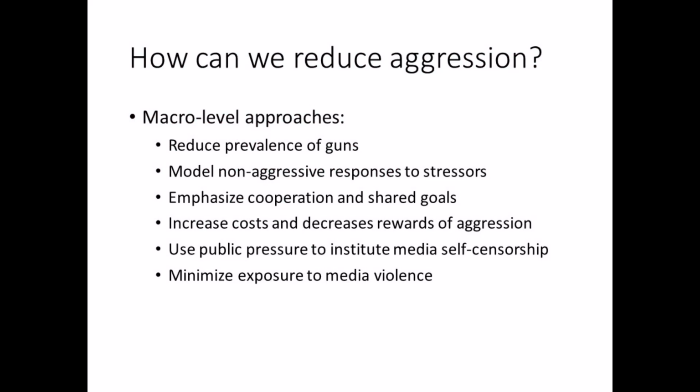Here are some of the other evidence-based macro-level approaches. Reduce the prevalence of guns. Model non-aggressive responses to stressors on television, in movies, on social media, and music. Emphasize cooperation and shared goals instead of competition. Increase the costs and decrease the rewards associated with aggressive behavior. Use public pressure to implement media self-censorship where platforms choose not to show aggressive media. Teach citizens about media literacy and encourage them to be critical of information they find online.